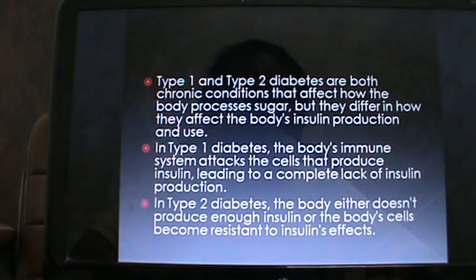Type 1 and type 2 diabetes are both chronic conditions that affect how the body processes sugar, but they differ in how they affect the body's insulin production and use. What is type 1 diabetes? In type 1 diabetes, the body's immune system attacks the cells that produce insulin, leading to a complete lack of insulin production. In type 2 diabetes, the body either doesn't produce enough insulin or becomes resistant to the effect of insulin.